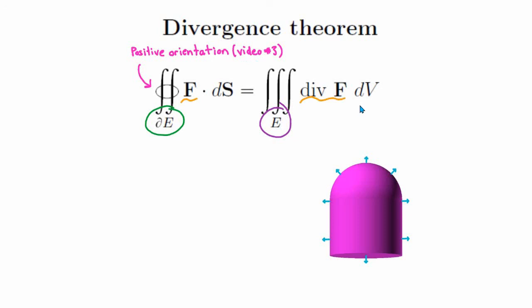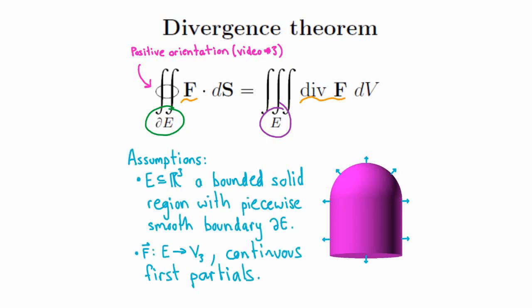Finally, notice that just like with the fundamental theorem of calculus and Green's and Stokes' theorem, the integrand on the right-hand side is something which involves derivatives of the integrand on the left-hand side. These observations can help you to understand what this theorem is saying. As usual, we do need to make some technical assumptions in order to ensure that the theorem holds. For example, we may want to assume that the solid region E is a bounded region with piecewise smooth boundary, and we may also want to assume that the vector field F has continuous first partial derivatives on some open region which contains E and its boundary.